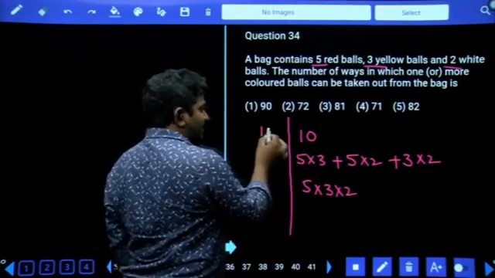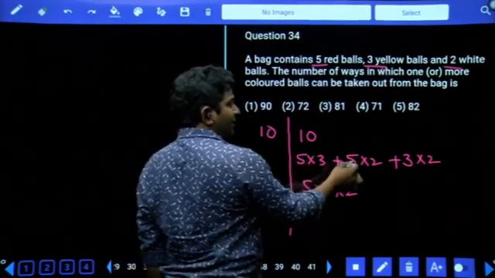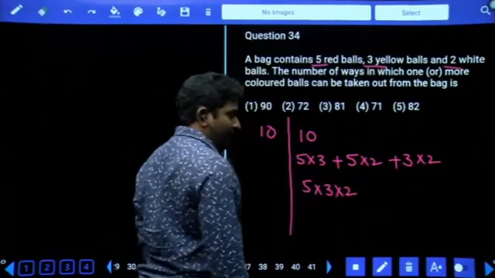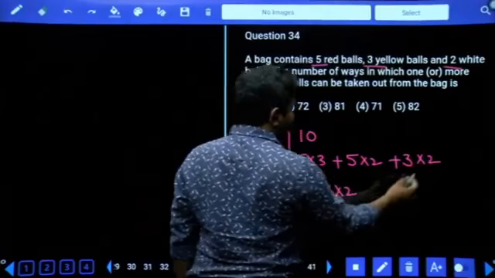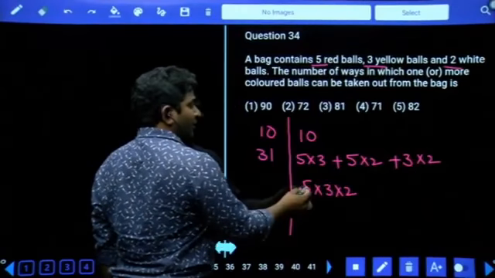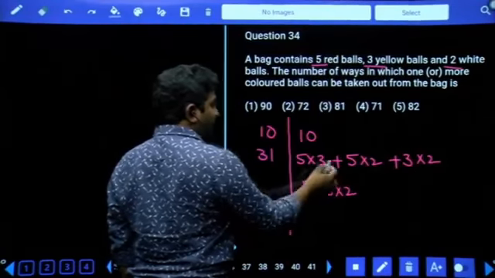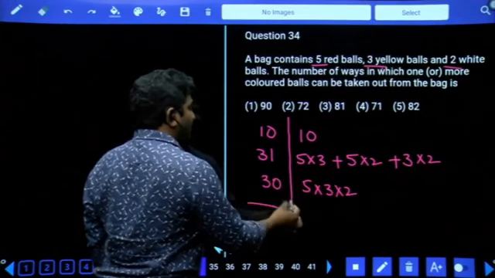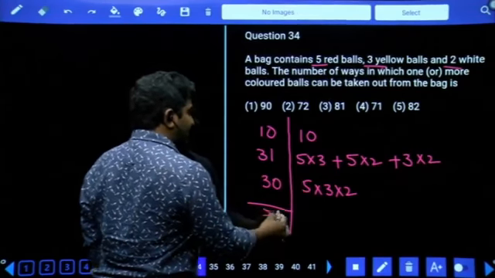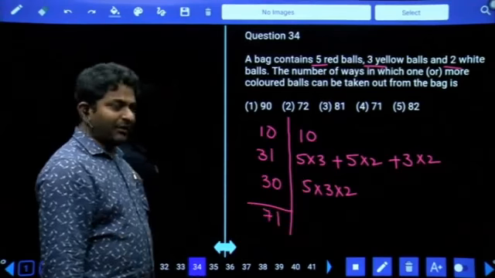Sum of all the values: 10 here, 15 plus 10, 25 plus 6, 31. 5 into 3, 15, 15 into 2, 30. So the number of ways that we can select is 71. 71, fourth option is the answer.